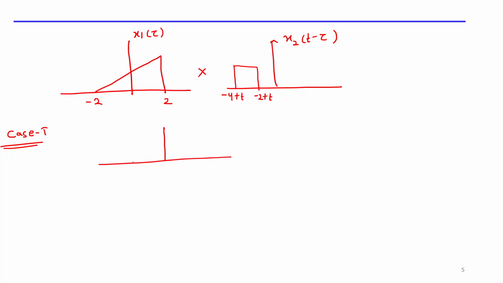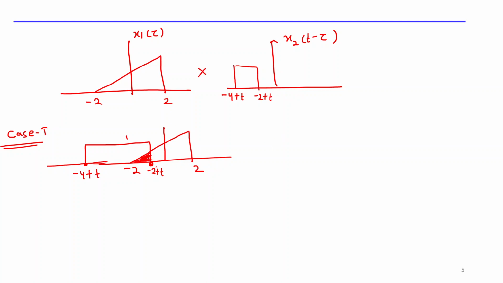Let's say this is my first signal, from minus 2 to 2. In one case, let's say the signal I'm drawing here runs from minus 4 plus t to minus 2 plus t. Now here is a small region of overlapping. If the signal is like this, then this is a small region of overlapping.